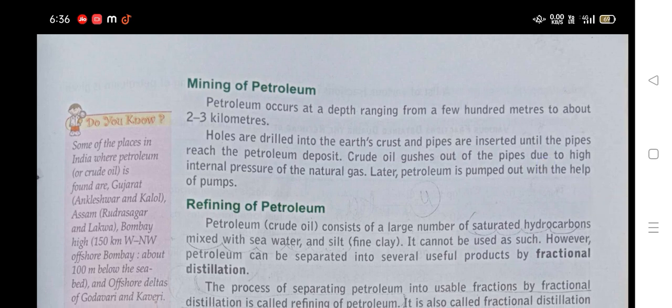Mining of petroleum. Petroleum occurs at a depth ranging from a few hundred meters to about 3 kilometers. Holes are drilled into the earth's crust and pipes are inserted until the pipes reach the petroleum deposit. Crude oil gushes out of the pipe due to the high internal pressure of the natural gas. Later, petroleum is pumped out with the help of pumps.